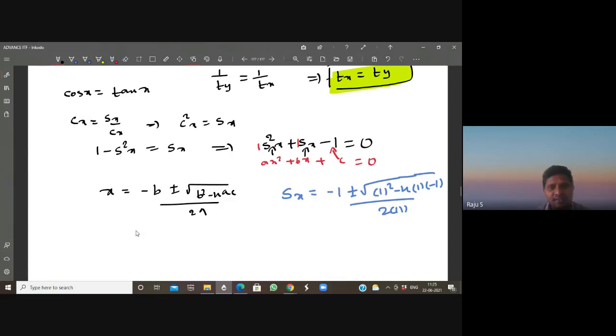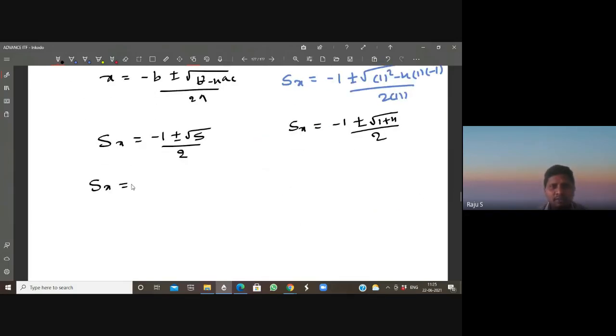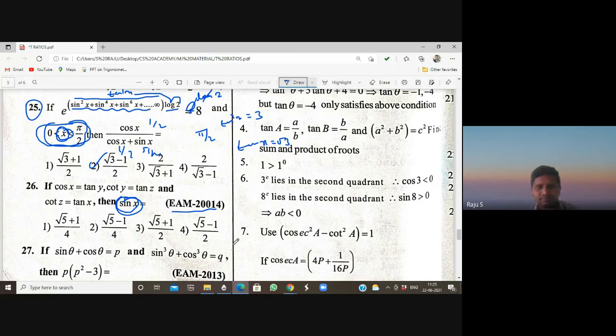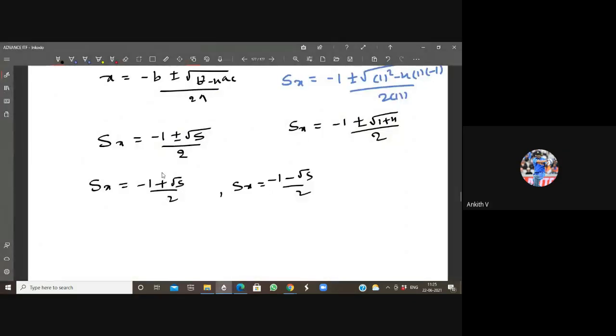So finally sin x is equal to minus 1 plus or minus root of 1 plus 4, by 2. So sin x is equal to minus 1 plus or minus root 5 by 2. Here we got two different answers: one is sin x is equal to minus 1 plus root 5 by 2, another one is sin x is equal to minus 1 minus root 5 by 2. Two different answers are there. What is your answer? Sir, root 5 minus 1 by 2.